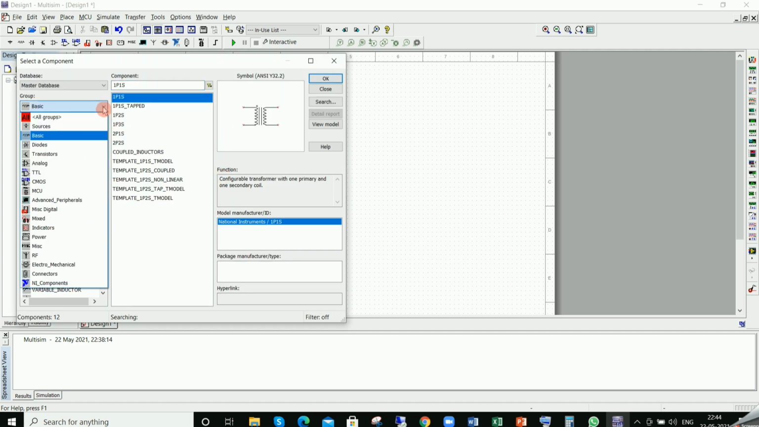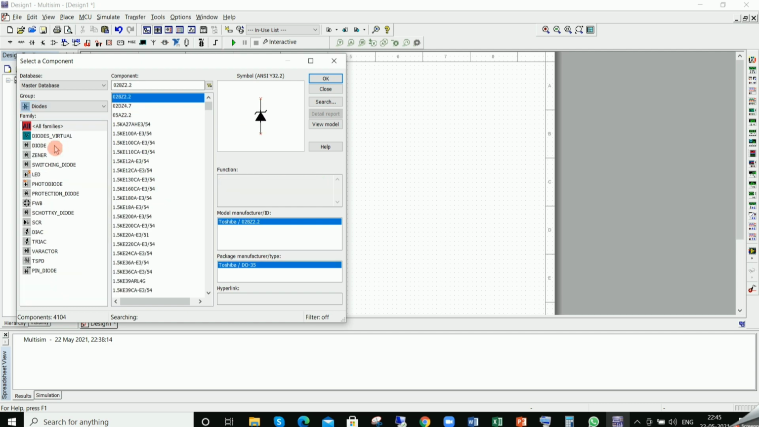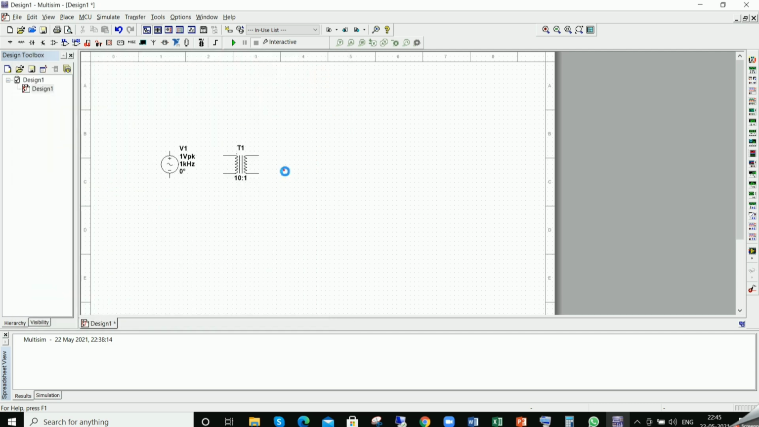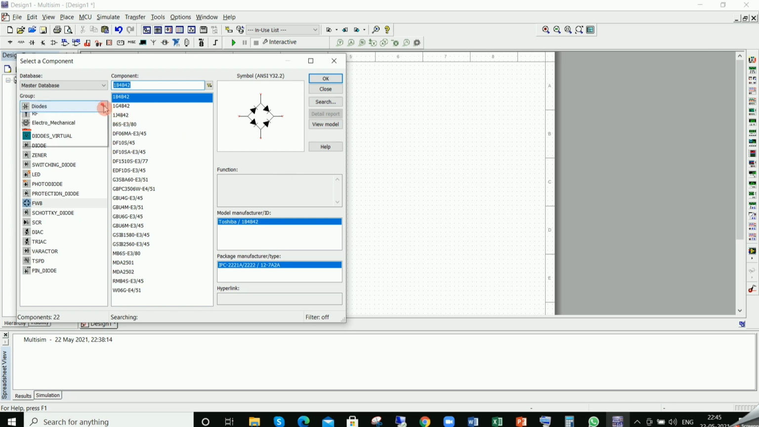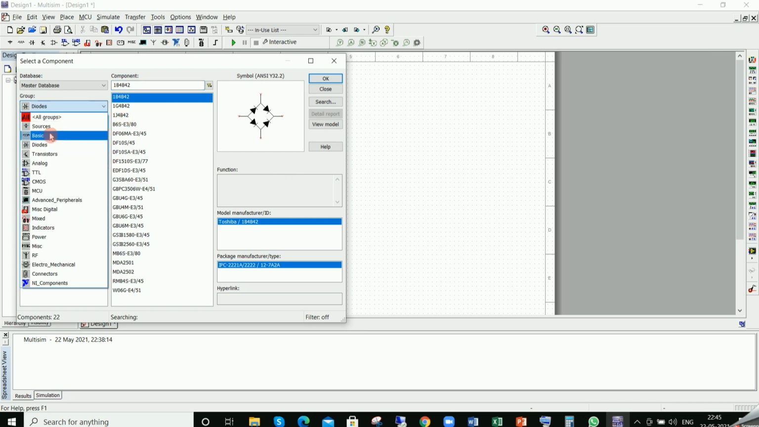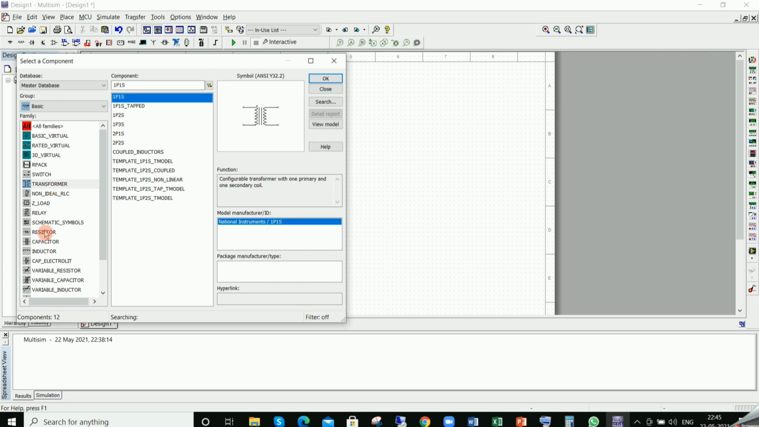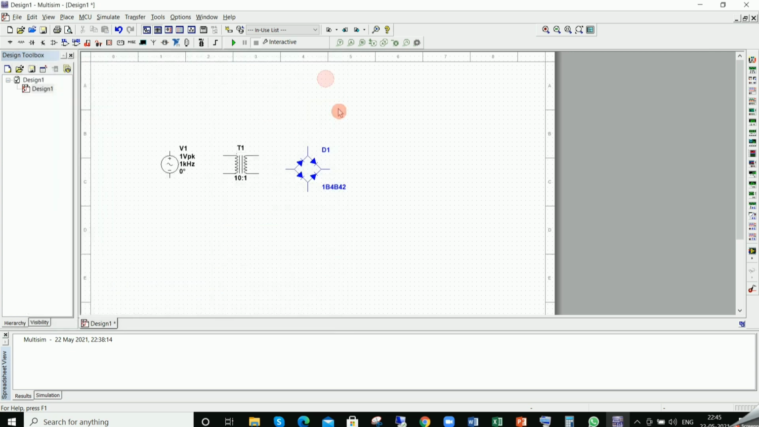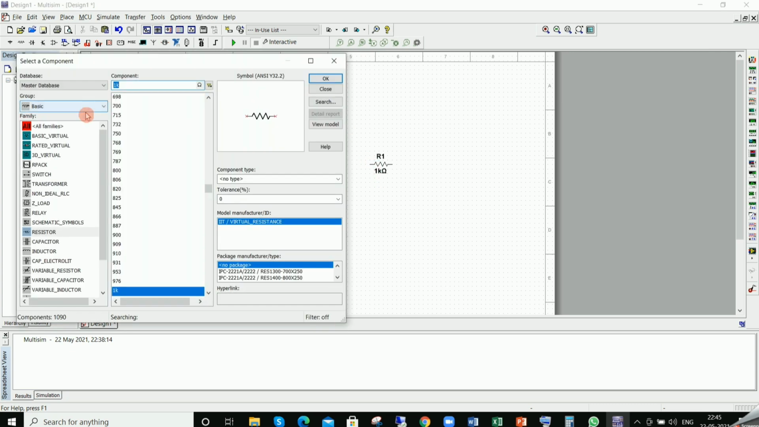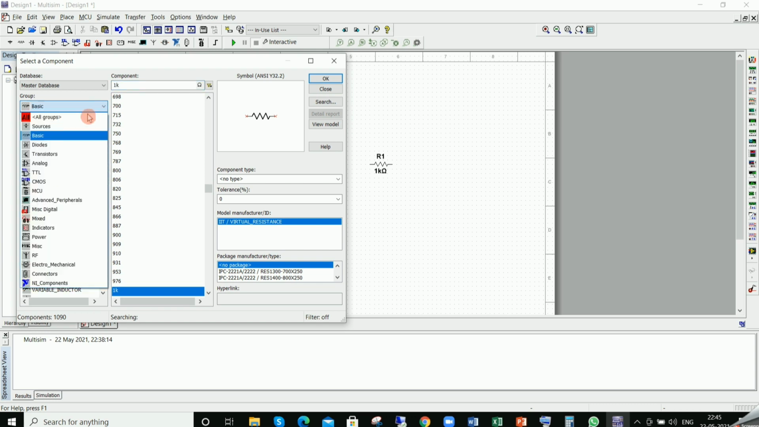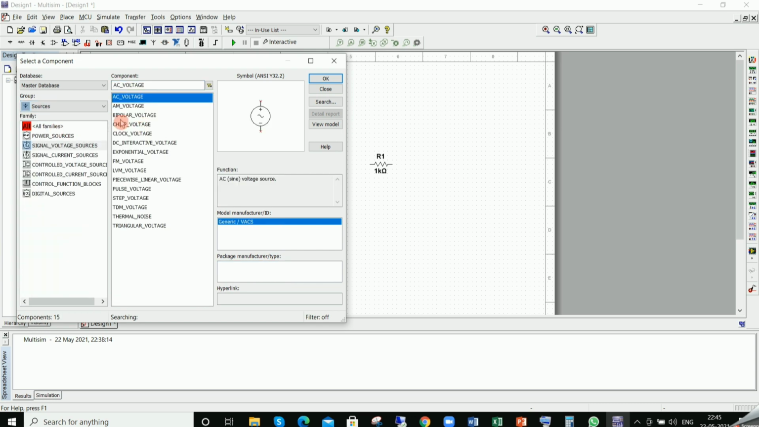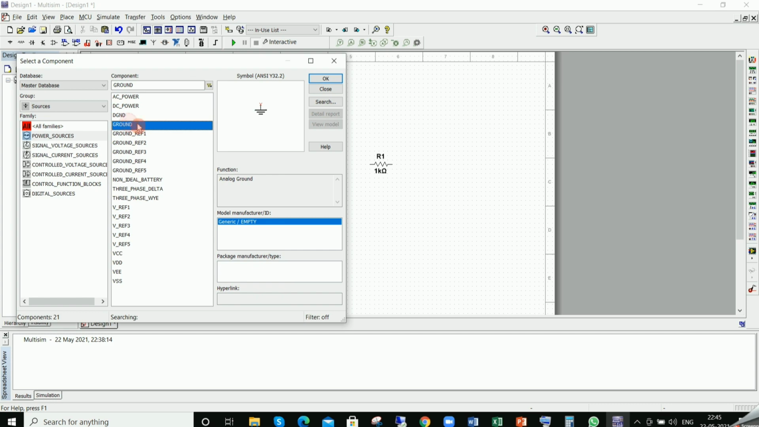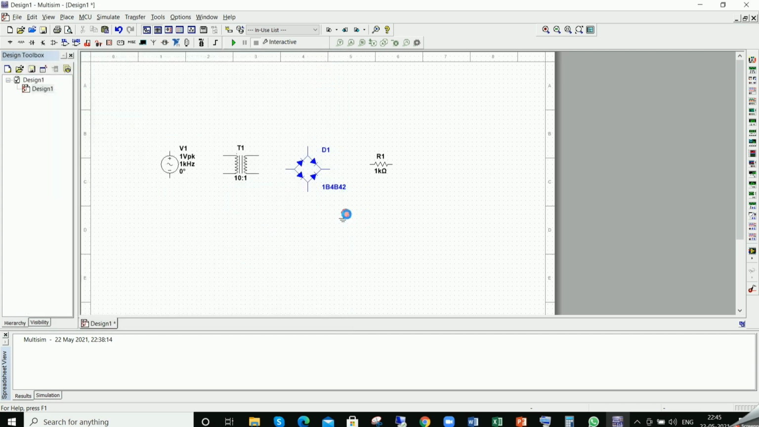Then the bridge rectifier made up of 4 diodes. It is available in the diode group, full wave bridge, okay. Then we require a load resistance. Resistance is available in the basic group, resistor, okay. Ground, it is available in the sources group, power sources, ground, okay.